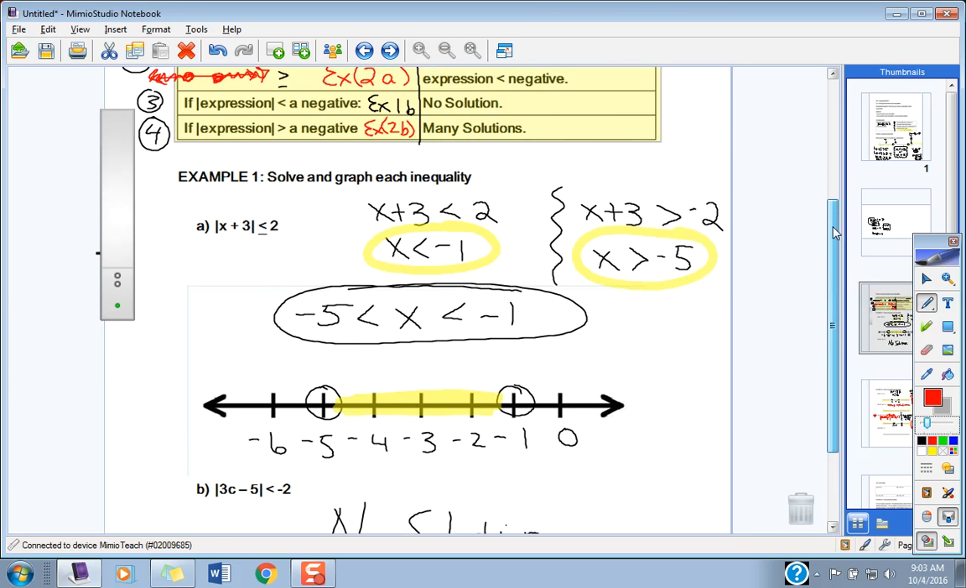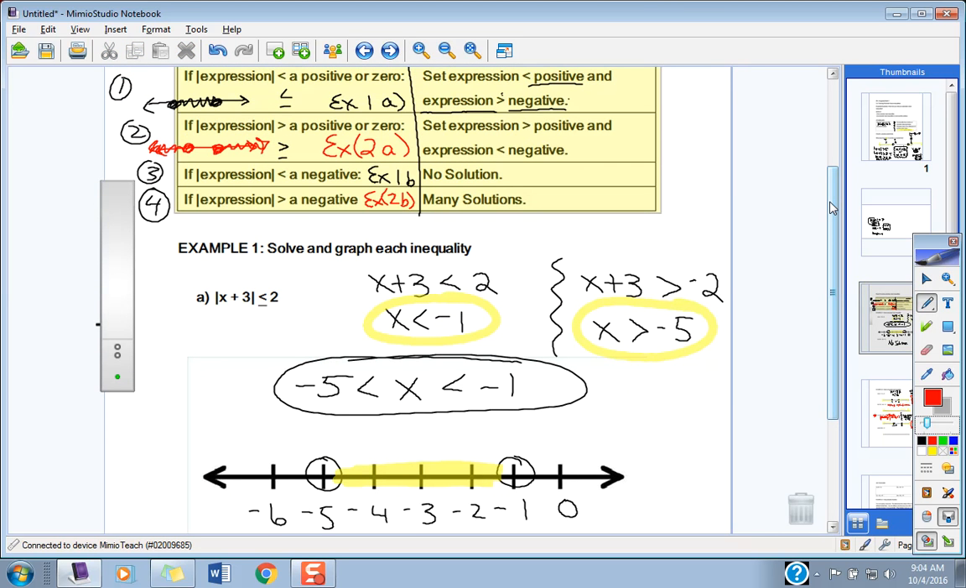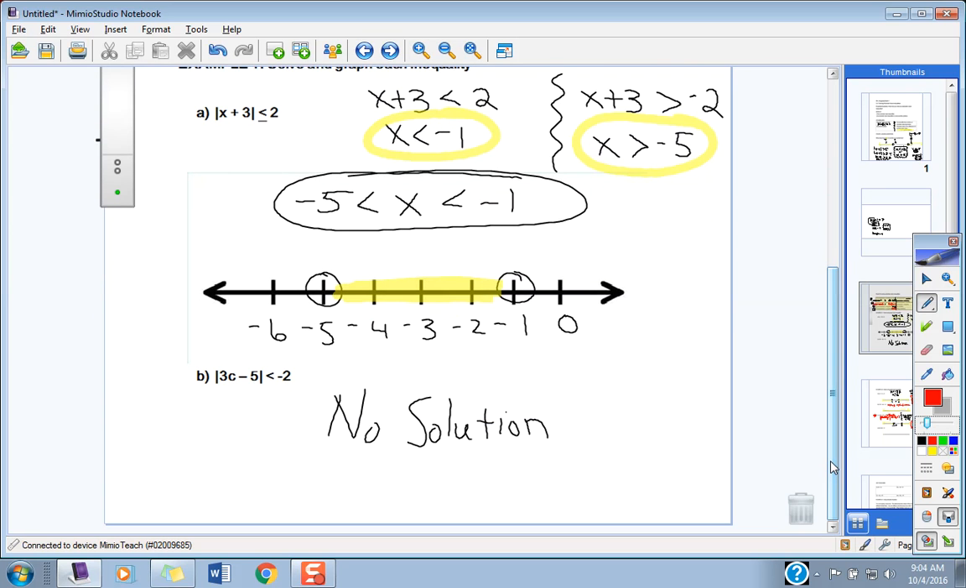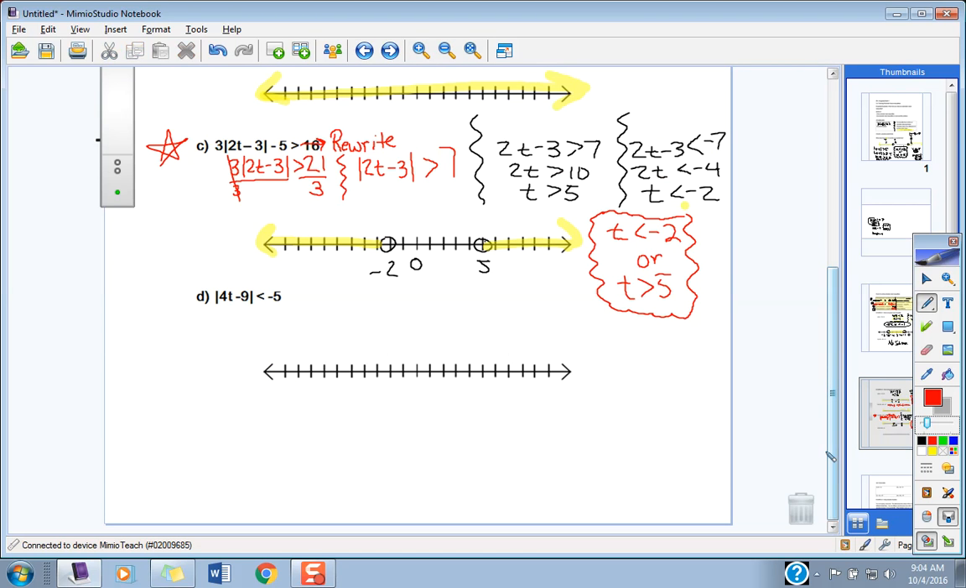I'm hearing a lot of people yell no solution. Do we have an absolute value expression less than a negative? No. Perfect, guys. You've got this. Letter D, no solution. What's the graph of no solution look like? Nothing. Nothing on it. All right, let's run to the last page here quickly then.